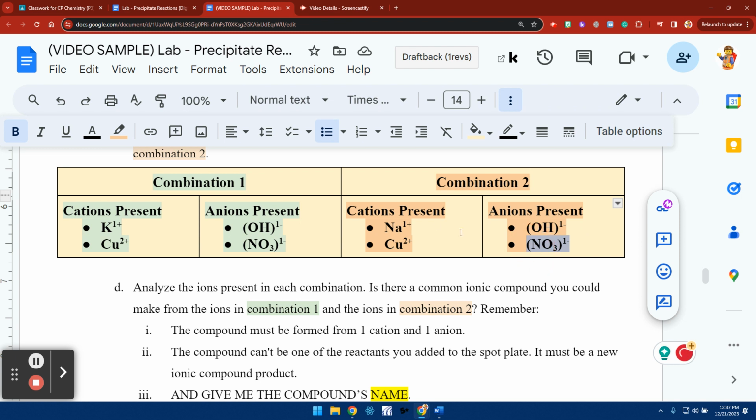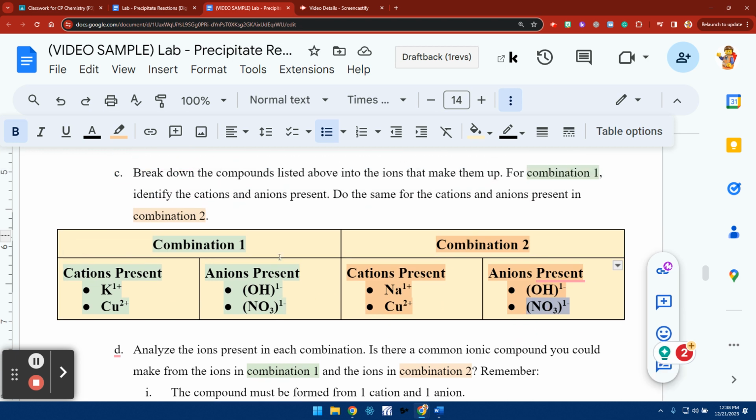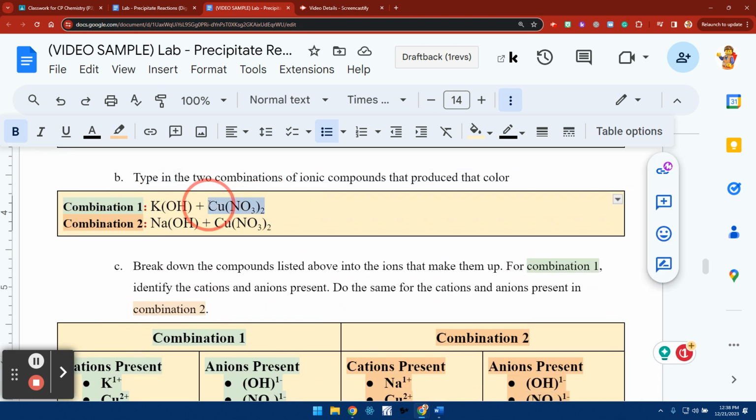The second combination did not have potassium at all. So that dark blue compound can't have been potassium nitrate because you couldn't form it over here. It must be present in both compounds. So you might be thinking, okay, maybe it was copper nitrate. Maybe it was the copper 2 nitrate. Look, I can make that in both cases. Well, copper 2 nitrate was one of the reactants that you added. So clearly that can't be the dark blue compound because it wasn't dark blue when you added it.